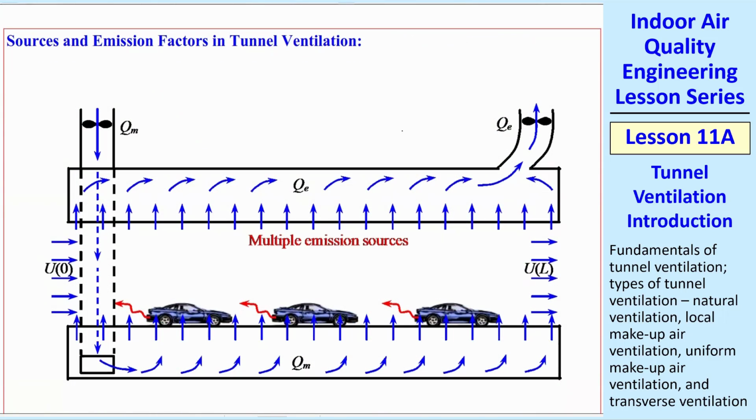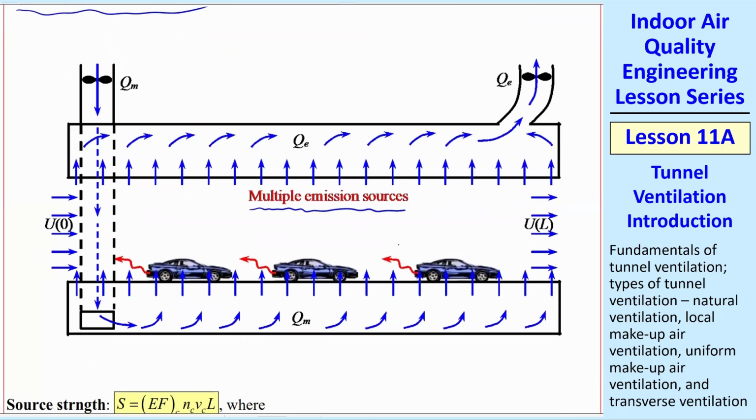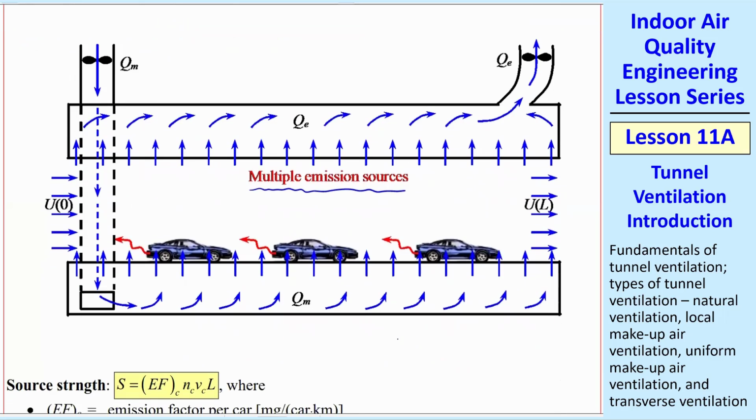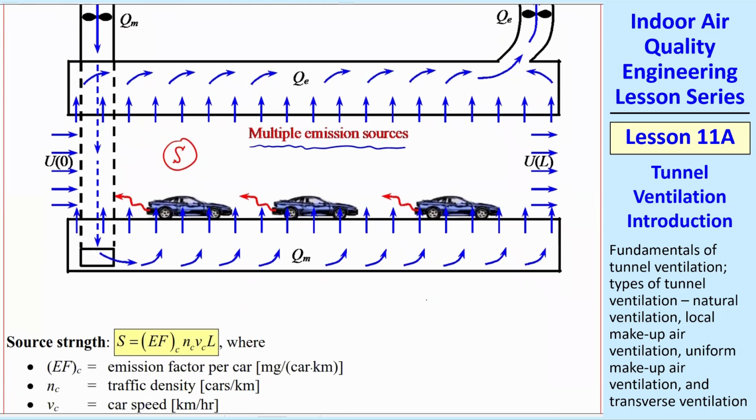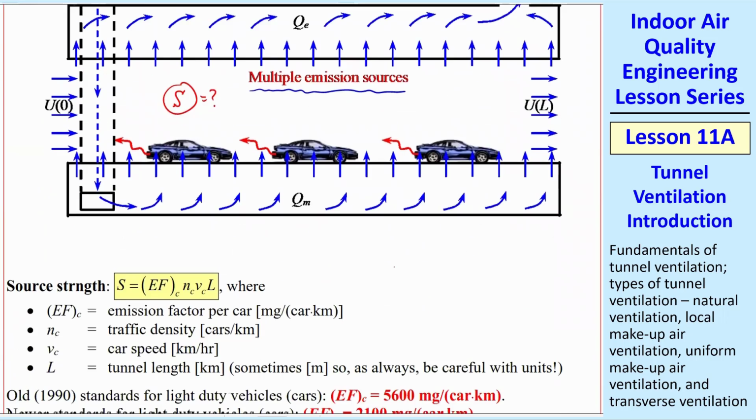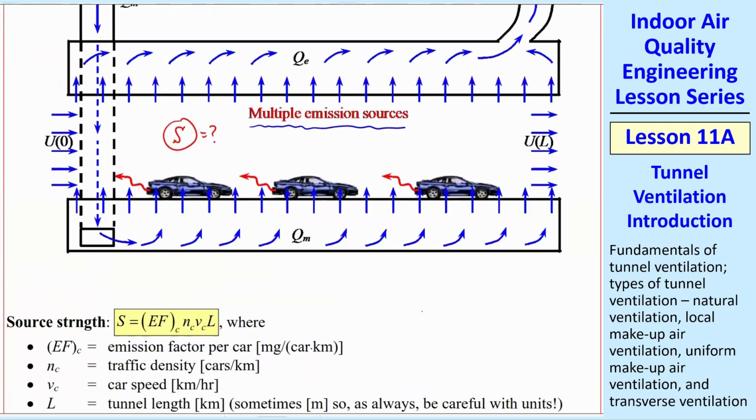Let's look at sources and emission factors. We have multiple emission sources from a whole bunch of cars going through here. Here's a transverse ventilation system. We want to look at the total source strength S in this tunnel due to all these cars in there. These cars are moving. So what is S? Well, we're going to use emission factors. And here's the key point here.